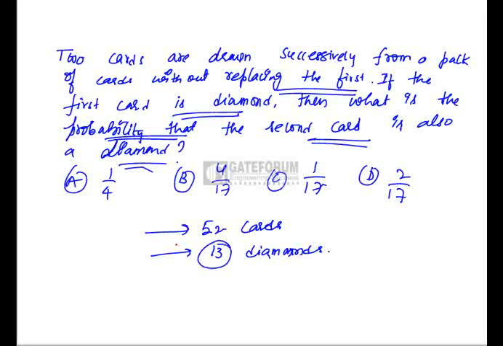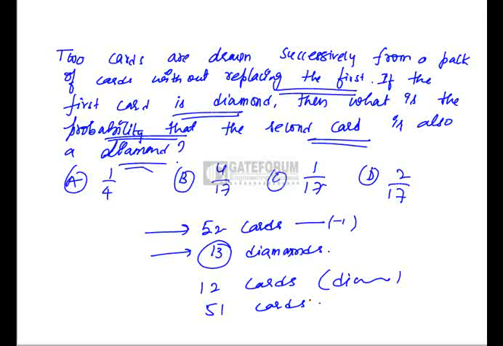Out of these 13 cards, he is removing 2 cards successively, and the first card removed is a diamond. So if one diamond is removed, there will be 12 diamonds remaining. And out of 52 cards, since we have removed one card, we are left with 51 cards in total. Now he is asking what is the probability that the second card drawn is also a diamond.